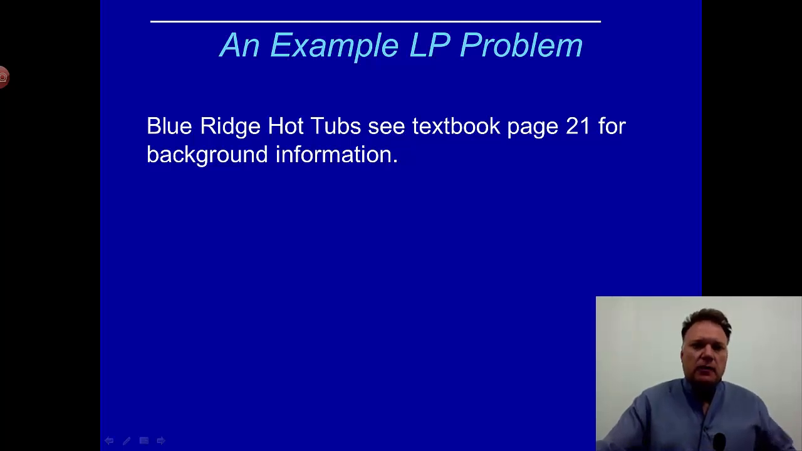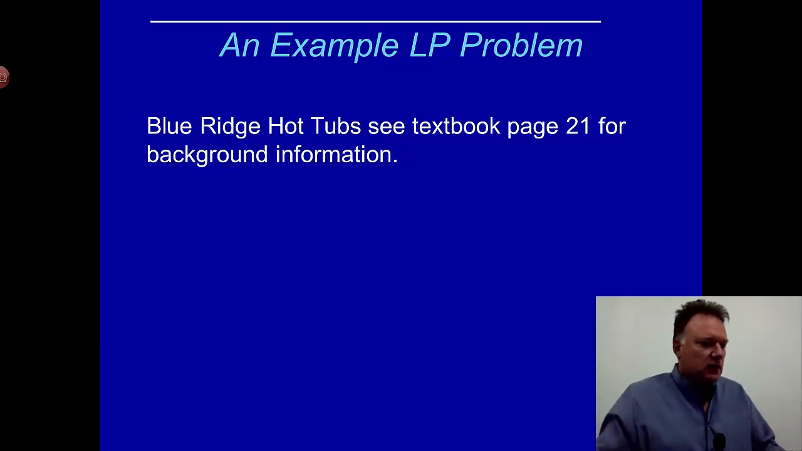Okay, let's look at a problem. This is the Blue Ridge Hot Tubs problem on page 21. You can see that for the background information. When we're formulating a linear programming model, the first step is understanding the problem. So I want to read this. You need to look on page 21.